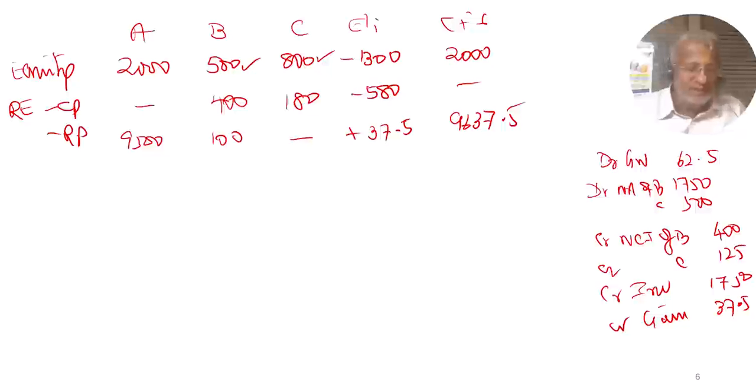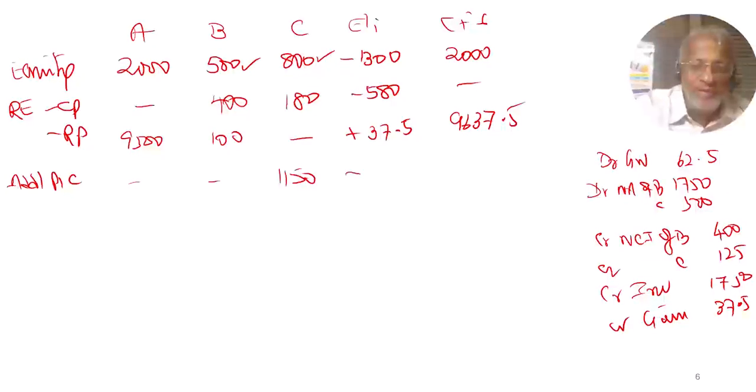Then next item, additional paid in capital. Additional paid in capital, which is nothing but, what is that? Security premium, which being 1150, which appeared in C Limited, which has got to be eliminated for goodwill computation, 1150, and you do not have any additional paid in capital in the consolidated financial statement.